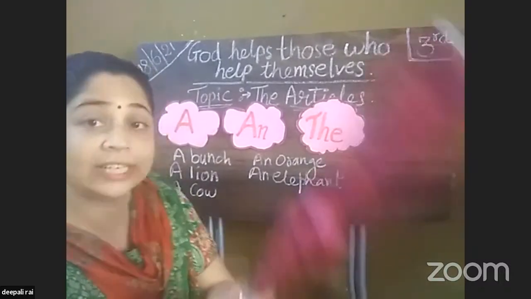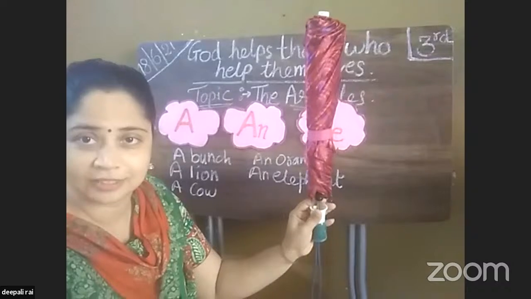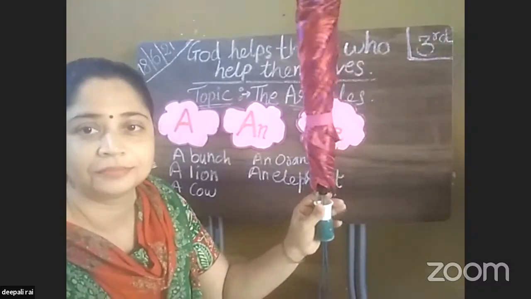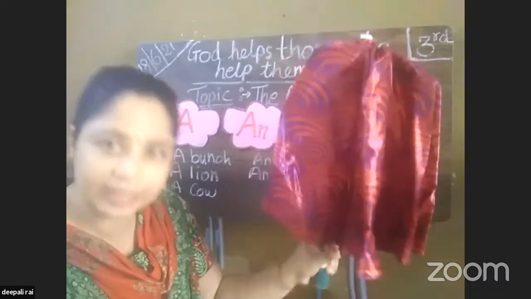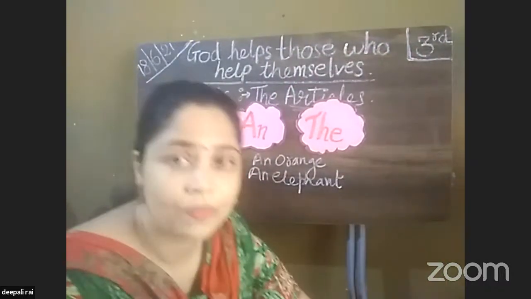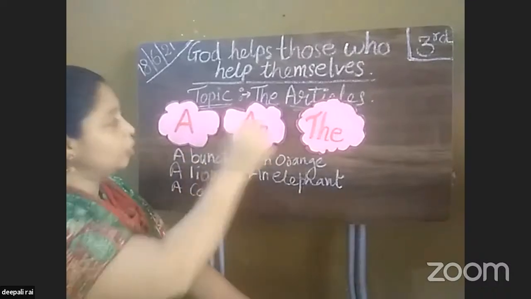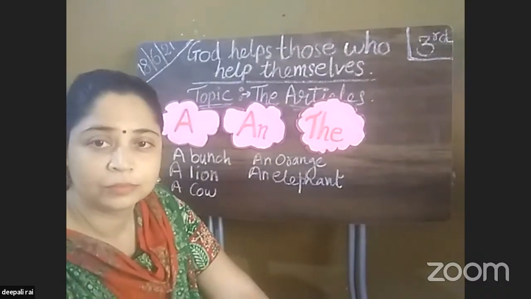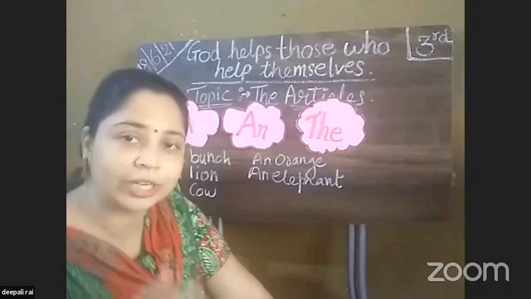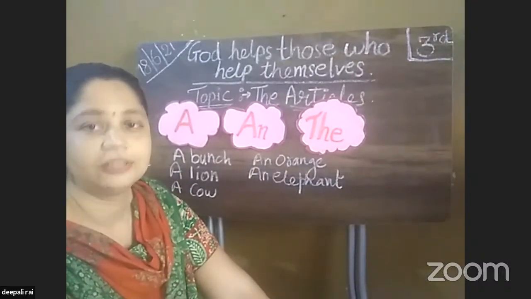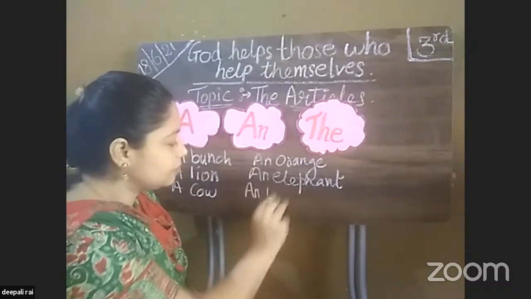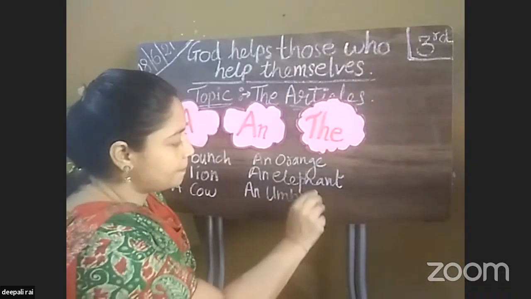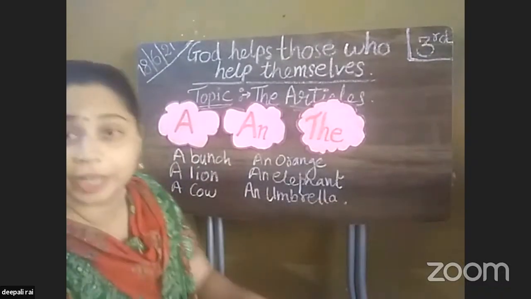Now, what do we use in the rainy season? What is it? See this. What is this? Umbrella. Good. Now will this come in A column or AN column? Just pronounce umbrella. Umbrella ko pronounce karo, you will get the idea. Yes, that is umbrella. An umbrella. Very good, children. Very good.